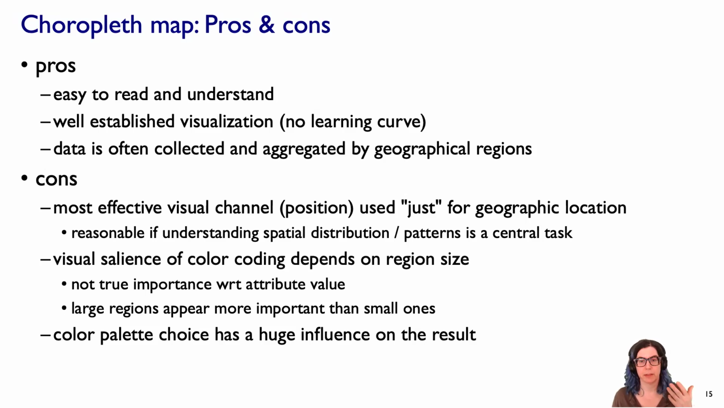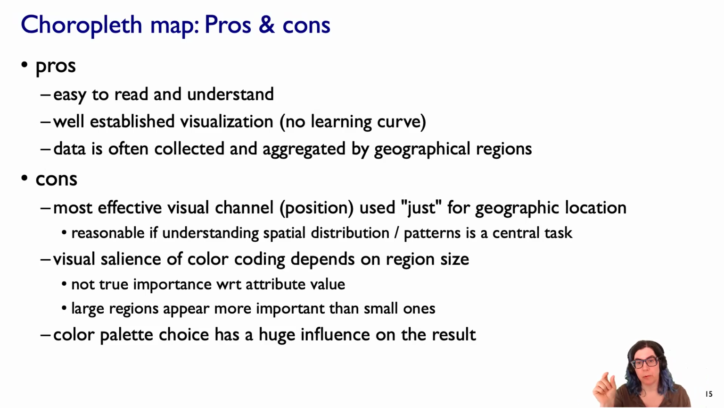If some other aspect of the data were more important, then it could be that maps are not the best way to show that. Now, that's true not only for choropleth maps, but in general for looking at spatial data in a geographic way. Something that is specific to choropleth maps is that the visual salience of the color coding completely depends on the region size. Remember that with color, in small regions we are less able to perceive color than with larger regions. And so the amount that we notice it depends on how big the region is, but that might not be the importance with respect to the value of the attribute.